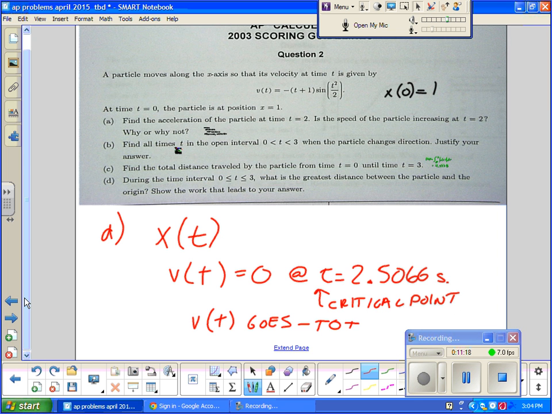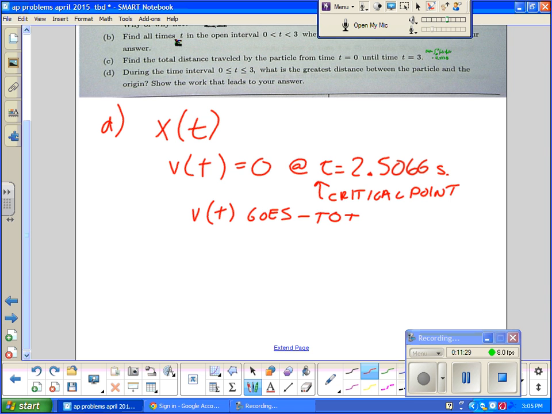All right, yeah, so negative to positive, we have a local min. So now we know that we have to find the greatest distance here. We're going to have that at that point. We're going to be the furthest away.